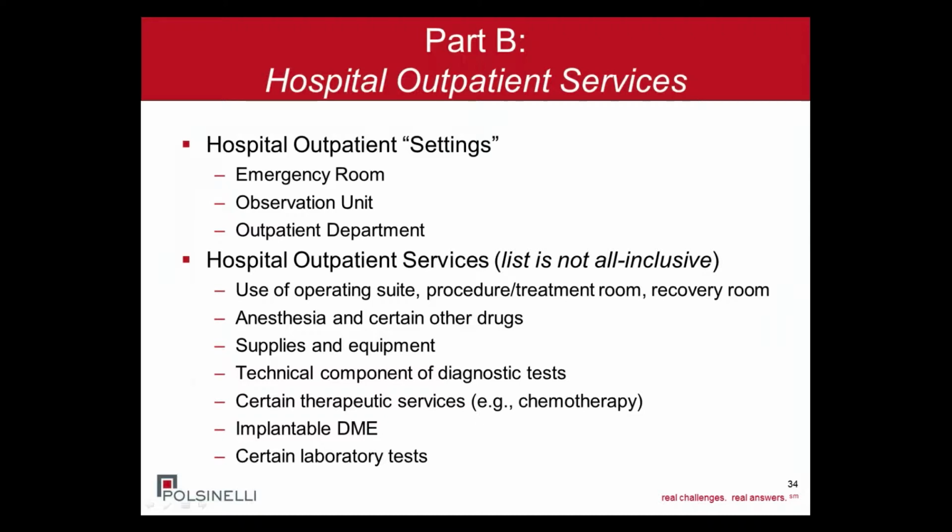Another very large category of Part B services is hospital outpatient services. For Medicare purposes, there are really three main settings where hospital outpatient services are delivered: the emergency room, the hospital observation unit, which is essentially where you would go if you present to the ER and the treating physician isn't sure whether you need inpatient care yet, so they admit you to the observation unit for monitoring. And then the last setting is the traditional hospital outpatient department. In a couple of minutes, we'll talk more about hospital outpatient departments and exactly what that designation means.